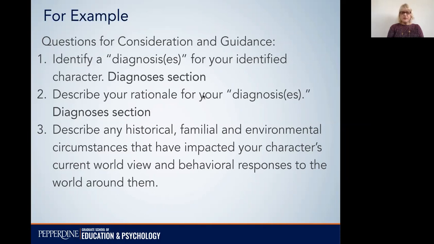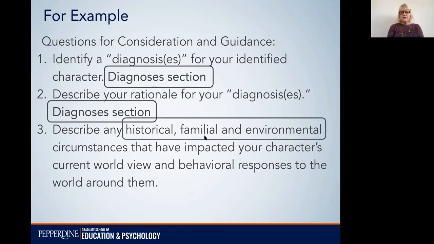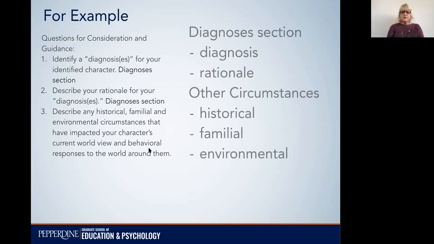So the way I would break this down into an outline is something like this. So this professor already kind of did that for you, where you have the diagnosis section. So maybe you identify the diagnosis first, then identify the rationale. And then this would be a second major section where you're identifying these different types of circumstances. So your outline sketched out so far might look something like this.